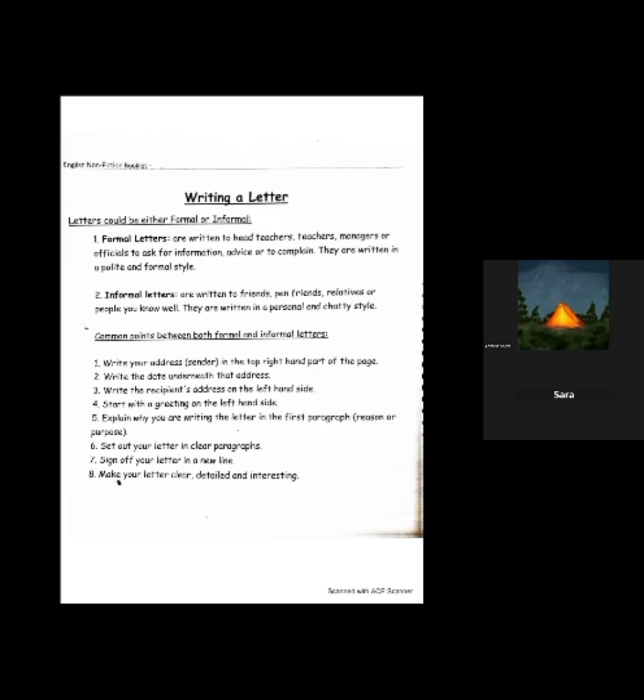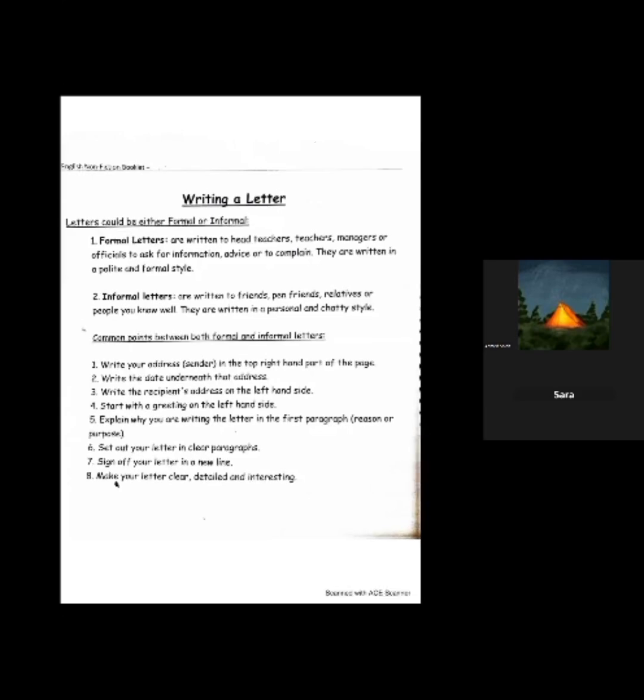But informal letter, you can write it to your friend, to your pen friend, to your relative, or someone that you know very well. What does it mean, pen friends here? Same thing like my friend that is outside my country. Yeah, that lives outside your country. Yeah, well done. But semi-formal letter, you can write it to your parents.